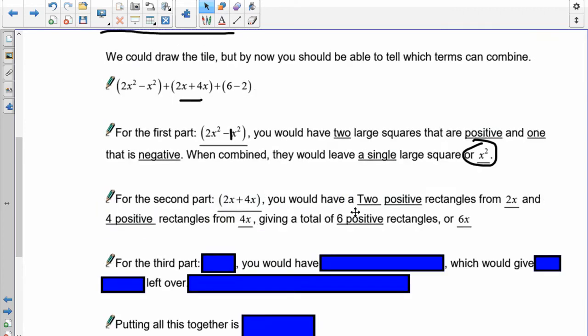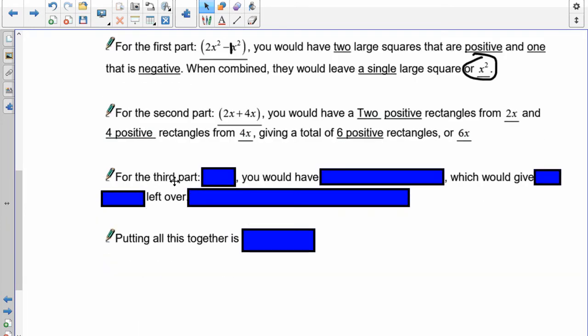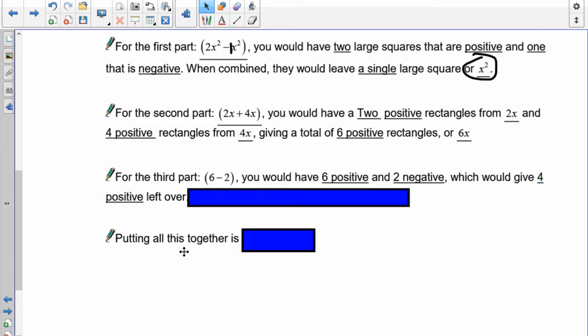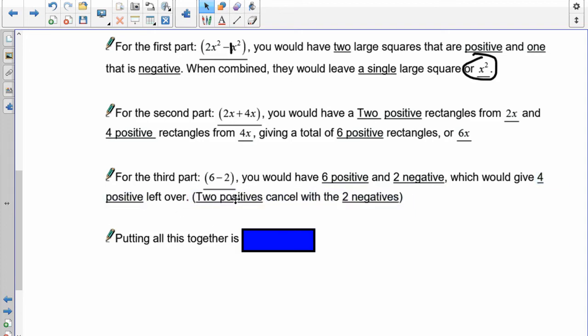Now for the third part, which is our constants, we have 6 take away 2, or a positive 6 and a negative 2. So 6 positives and 2 negatives would give you 4. We'd have 2 positives canceling out with 2 negatives, and that will leave us with 4 positives left over. So putting this all together, I have the x squared, 6x, and 4, and there's our job.